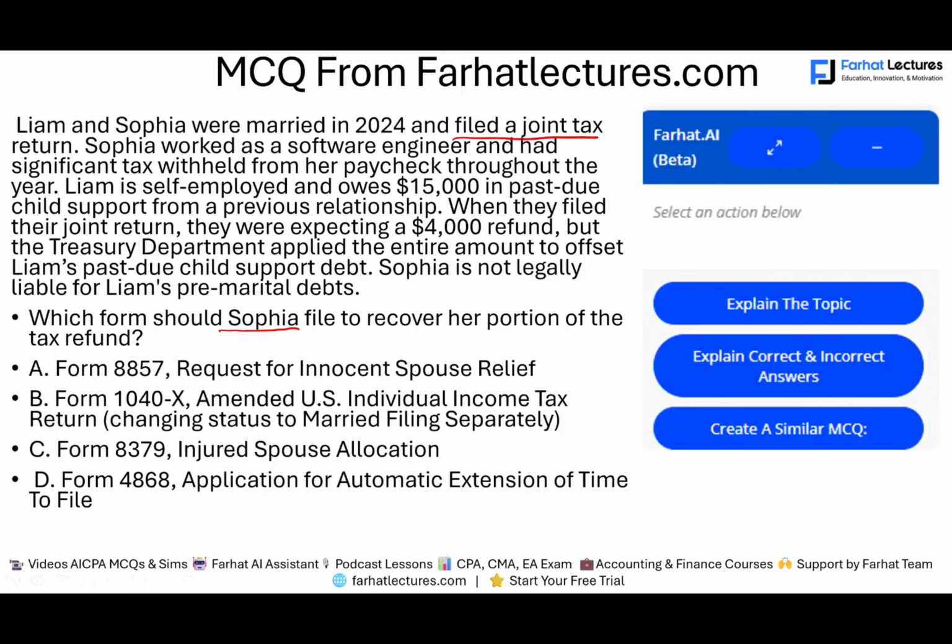So here they're asking you, we have several forms. Do you know which form it is? Now, if you're completing this question on farhatlectures.com, you could always ask farhat.ai to explain the topic for you. Otherwise, if you know the answer, you select the answer.